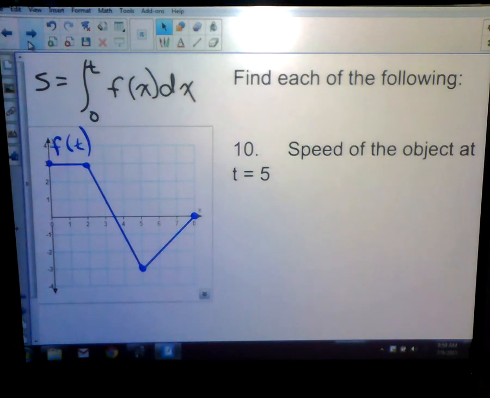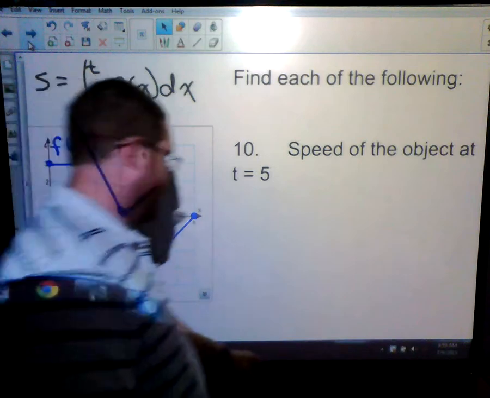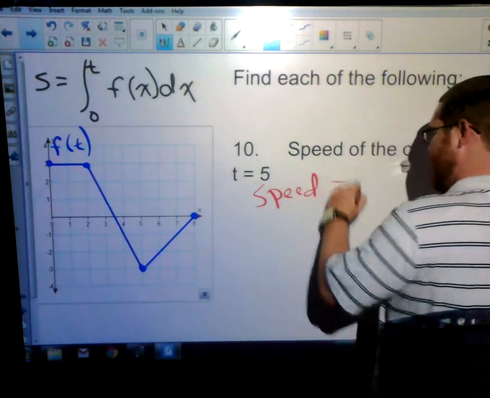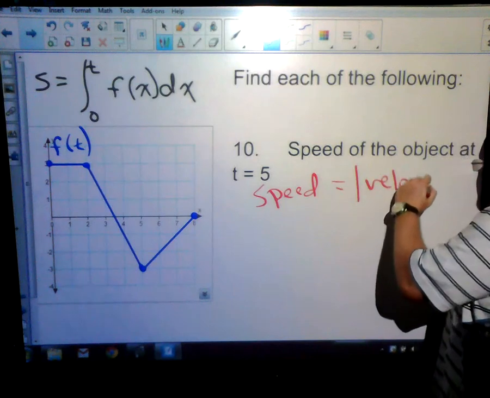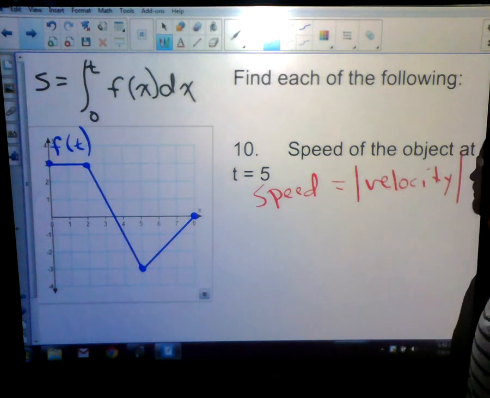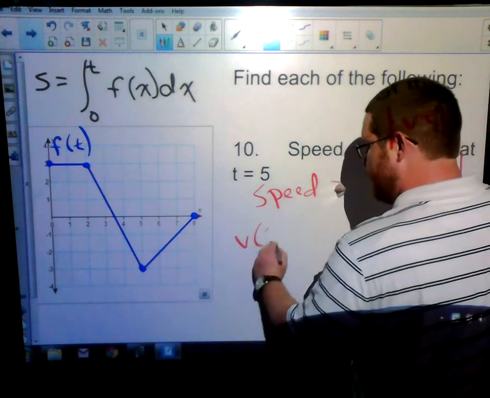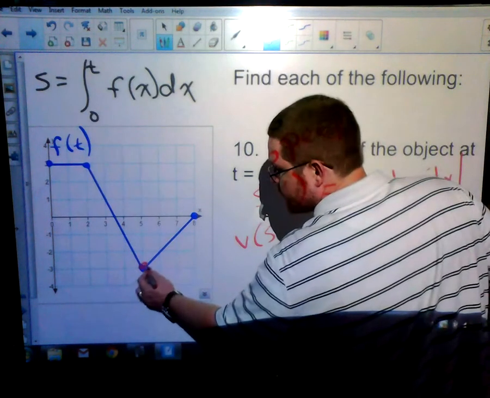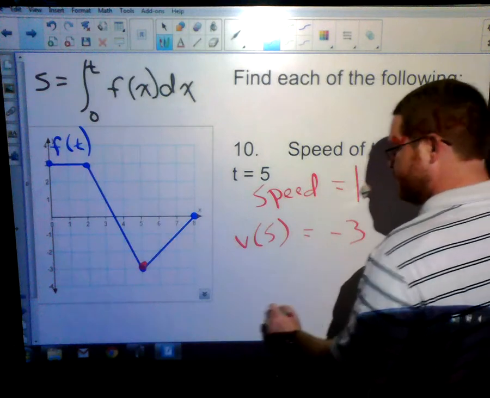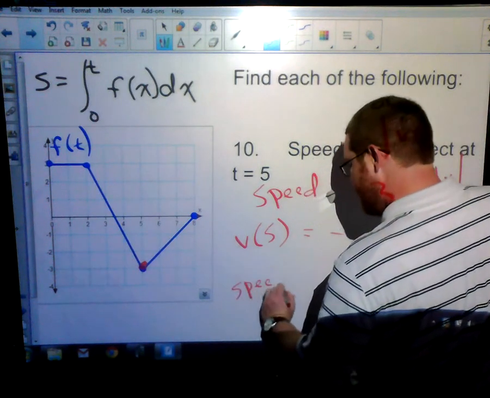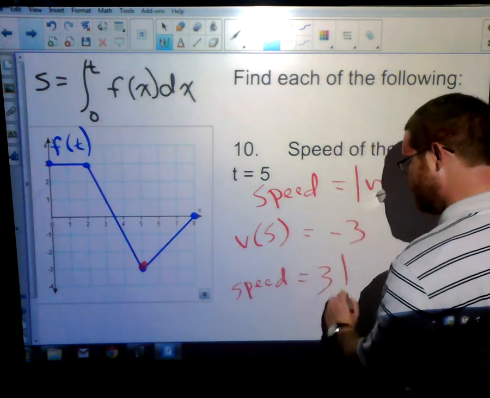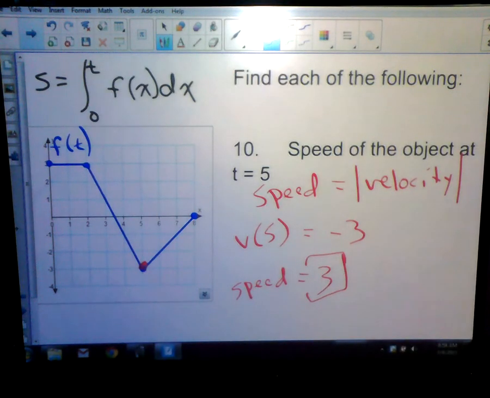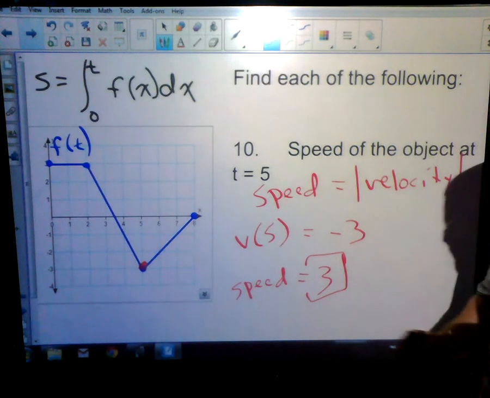What's the speed of the object at t equals 5? Well, if you remember that speed is just the absolute value of velocity, then this problem is easy. What's the velocity at 5? Remember, this is a velocity graph, so it's -3, which means the speed is the absolute value, which is 3. Easy question if you understand what the graph is.